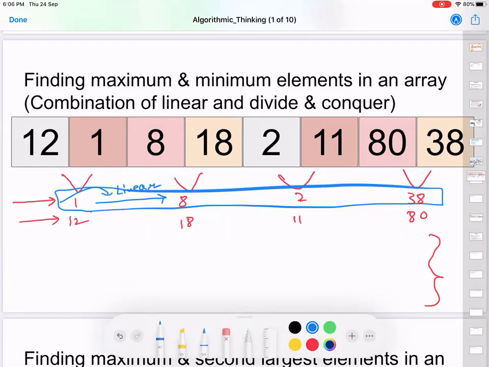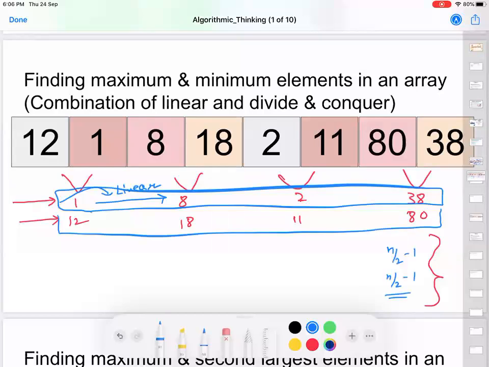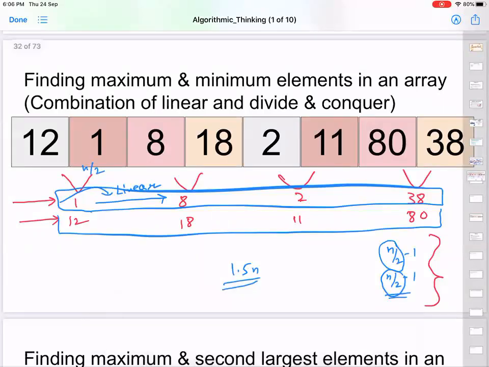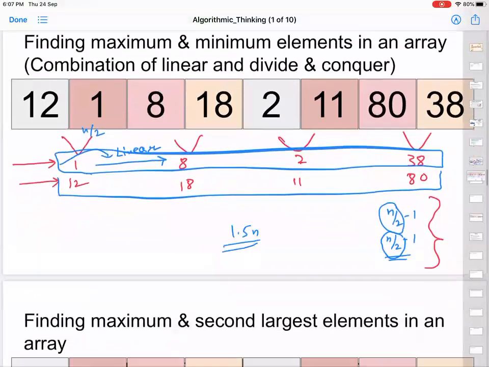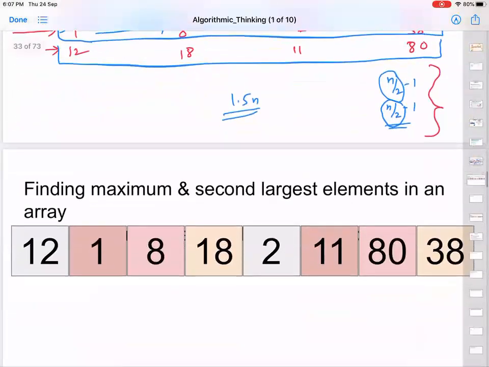So how many elements was I having here? N by 2. So I'll require almost n by 2 comparisons. You can say n by 2 minus 1. Similarly here, I know my max element is one of these elements. So to find the max, again n by 2 minus 1. So again, your total number of comparisons will be n by 2 for this first step, then almost n by 2 here and almost n by 2 here. So again, something like 1.5 n. So this is how you can use a combination of both of these to reduce the complexity. Okay, I won't say complexity, I would say the number of comparisons. If you look at the complexity of all these algorithms, it is still order of n.